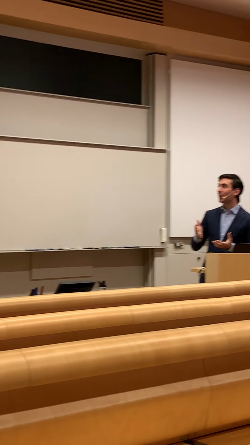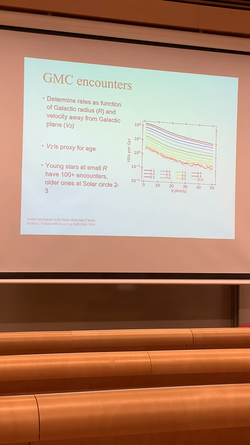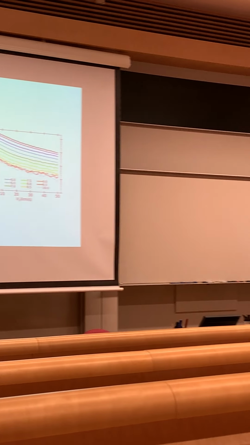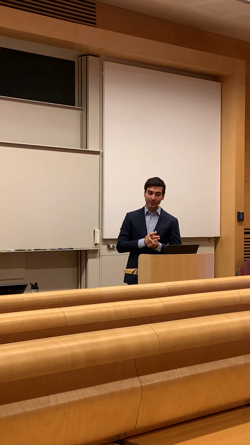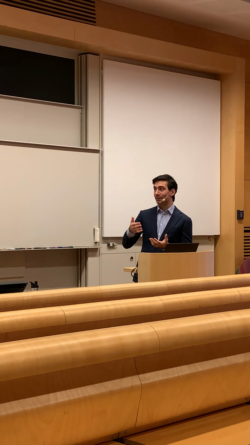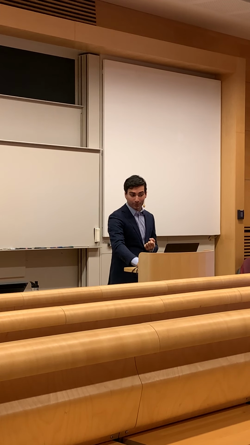So if you consider young stars at smaller radii, like 5 kiloparsecs, they can have 100 or more encounters in a gigayear, whereas older ones by the solar circle will have maybe 2 or 3. And why does this matter?